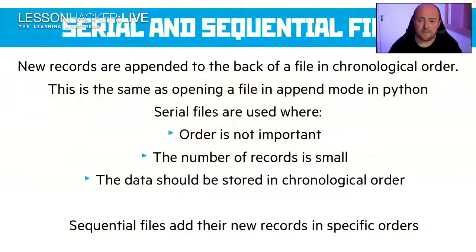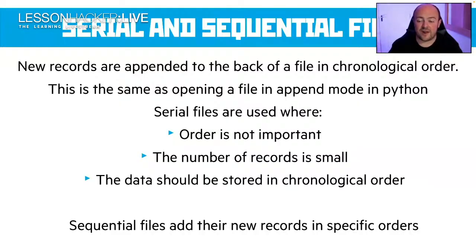Organization and structure of data, big one. First thing, serial and sequential files. New records get added to the end of a file in chronological order. Old stuff, new stuff, new stuff, new stuff. Very, very straightforward. It's the same as opening a file in append mode in Python, and they are used where the order is not important, the number of records is small, or most often the data should be stored in chronological order. So most sales systems do this because it's a good idea to have the most recent sale at the bottom and the older sale at the top.